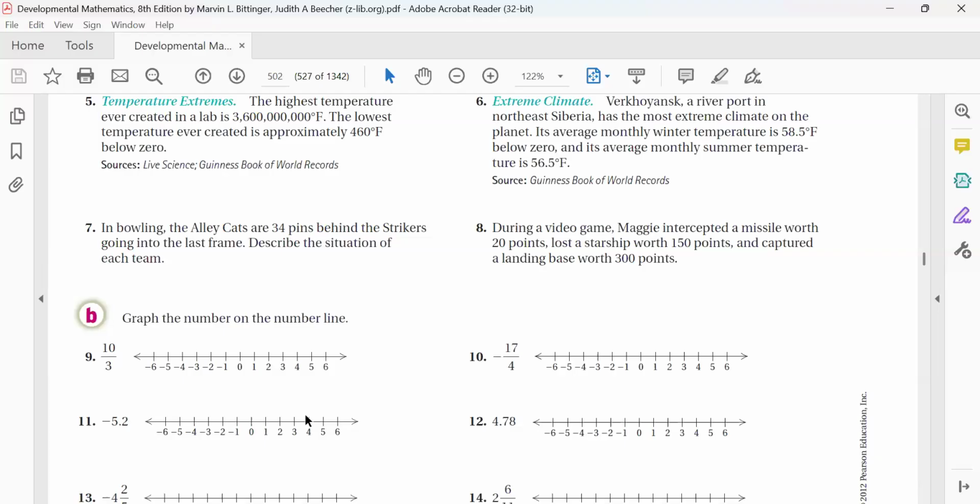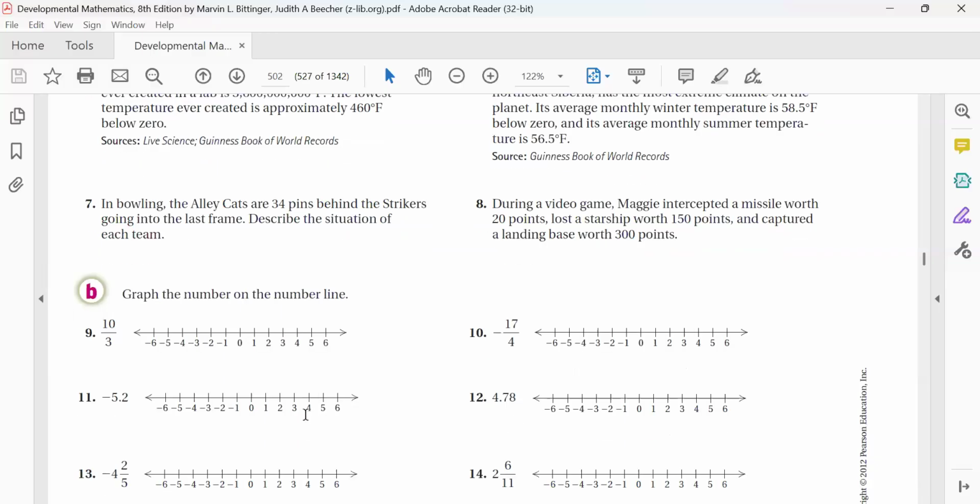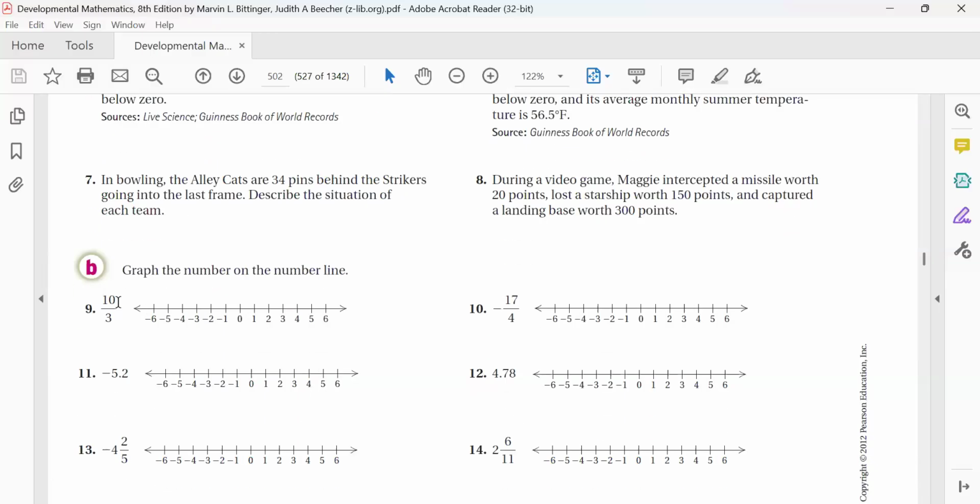Graph the number on the number line means put that number on the number line. Guys, for the positive numbers, just divide 10 by 3. That's going to give you 3.33333, and then put it between 3 and 4 in this place here, approximately. For the negative, guys, first make the division. Take a look at the meaning of the division of 17 over 4 first, and then attach that to the minus.